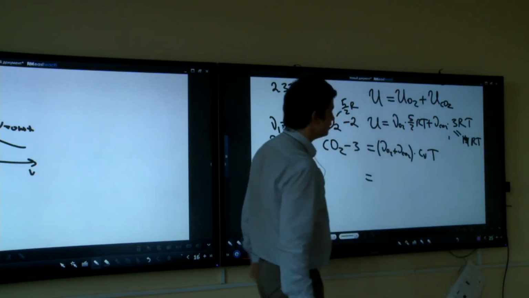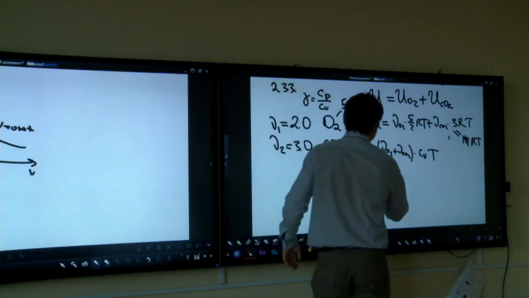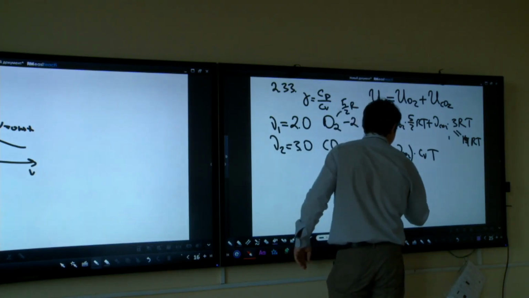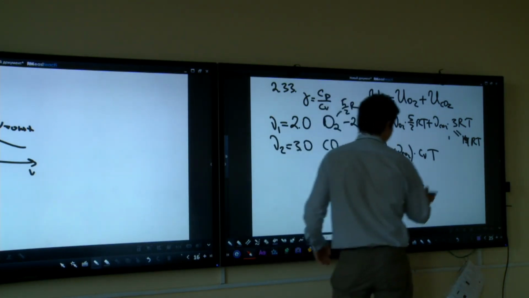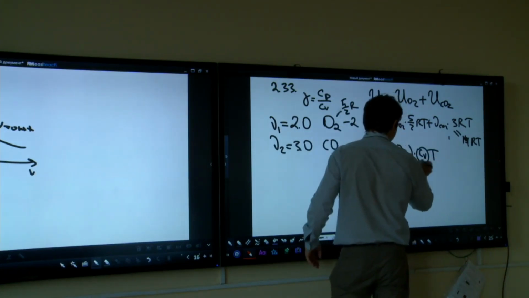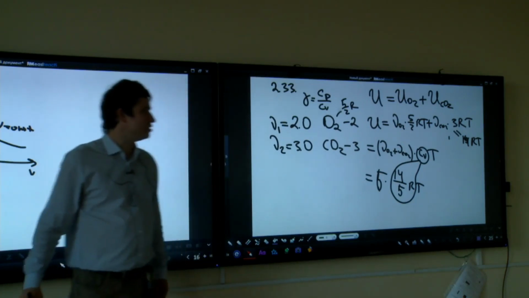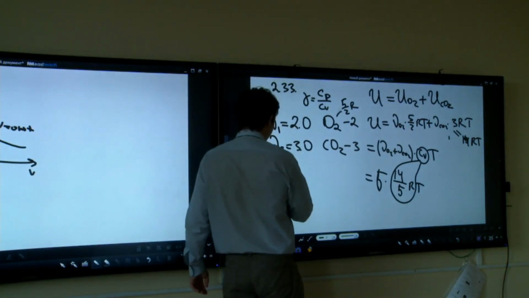14 RT, but the sum of these two is 5 moles. So this would give me 5 times 14 over 5 RT. So that means that Cv is 14 over 5 R.